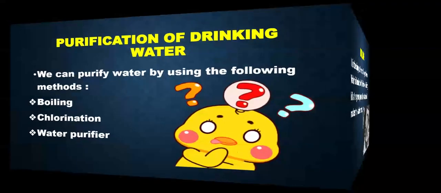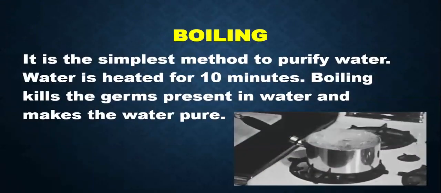So children, let us first discuss boiling. Boiling is the simplest and the easiest method to purify water. In this method, water is heated for 10 minutes. Boiling kills the germs present in water and makes the water pure. Children, after you boil the water for 10 minutes, you can cool it down and then you can drink it.